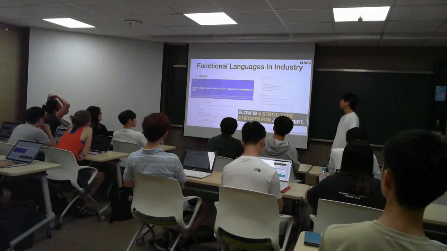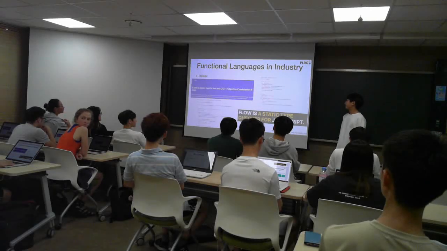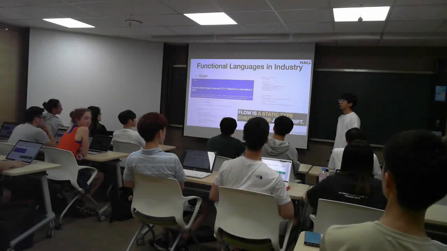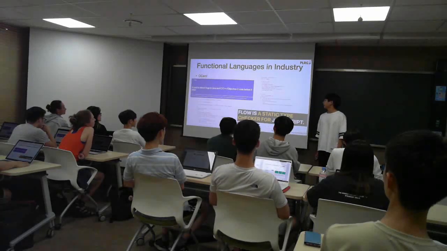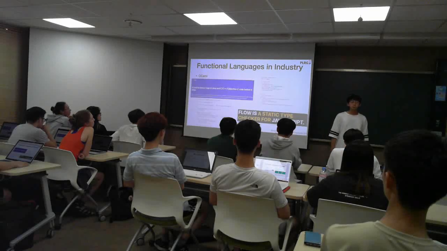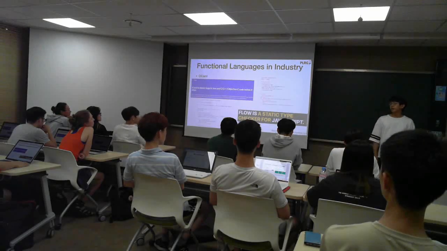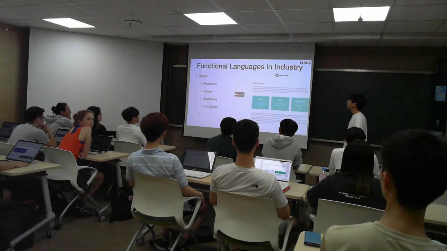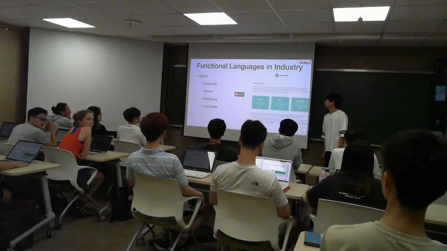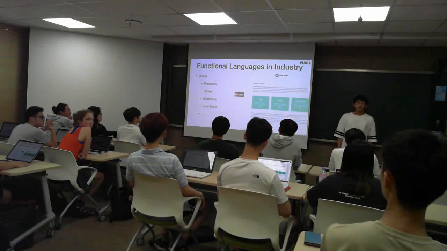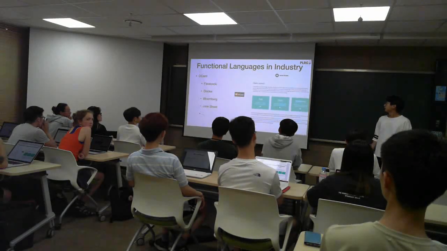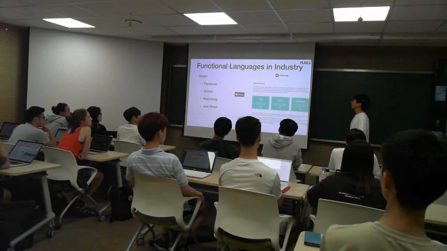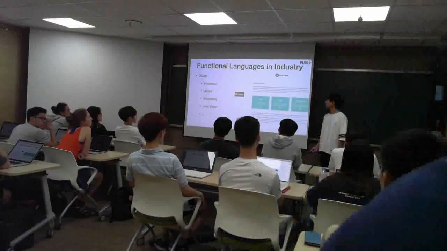So first, OCaml is used by Facebook to implement Infer, which is a Java, C, and C++ static analyzer. Also, Facebook made Flow, which is a JavaScript type checker, and it is written in OCaml. And some other companies also use OCaml. One of the interesting companies is Jane Street. It is a financial company, but it writes all of its software in OCaml.